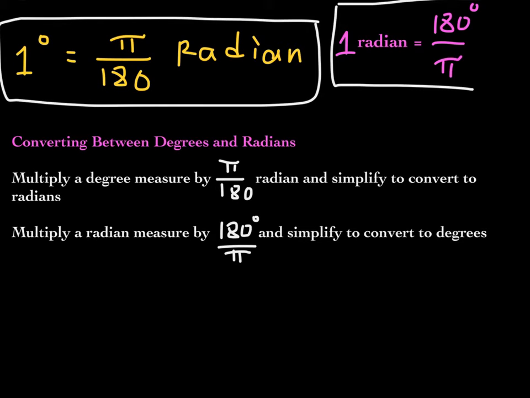Now, this is for going from degrees to radians: multiply by pi over 180. If you're going the other way around, if you want to convert from radians to degrees, multiply by 180 degrees over pi. Once again, this first ratio is for going from degrees to radians, and then you would multiply by this ratio if you're going from radians to degrees.